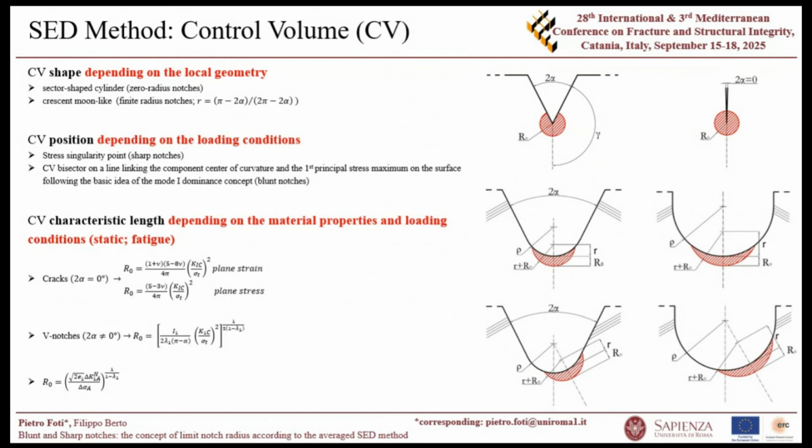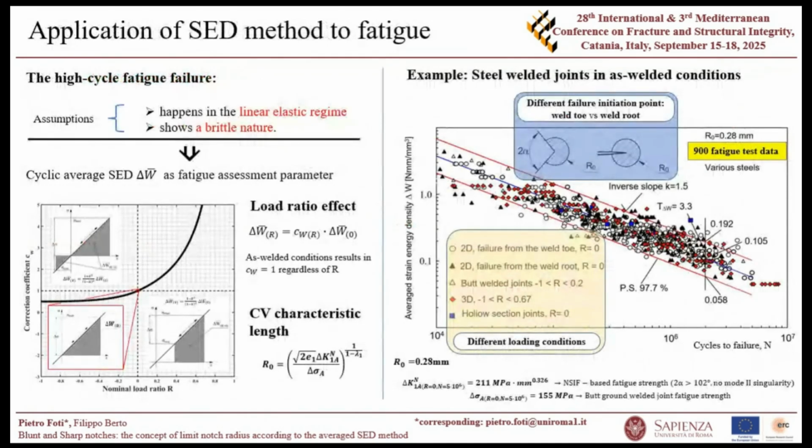Finally, this control volume is characterized by a characteristic length, R0, that, as you can see here, can be evaluated through material parameters. In this case, for static conditions, you will have the fracture toughness and the ultimate tensile strength. I will talk later about the case of fatigue. This method can be applied to fatigue problems through two assumptions.